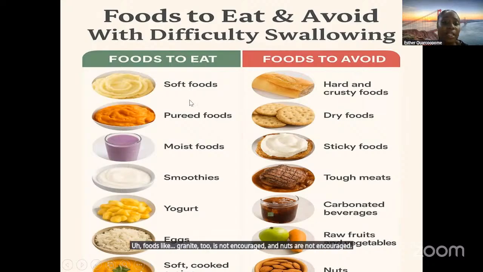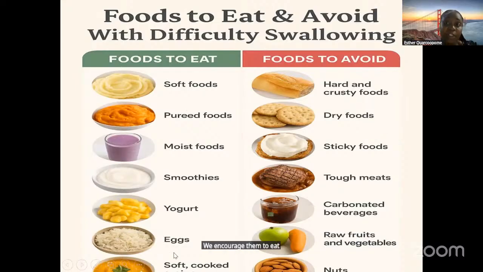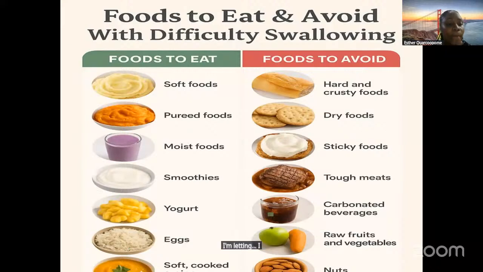So we have something like soft food, pureed food, smoothie, eggs. Eggs are very soft. You can swallow them easily. We encourage them to eat this kind of texture. So these are some of the modified textures I'm talking about. But anytime you have these modified textures, I want you to make it nutritious and a balanced diet for the individual.